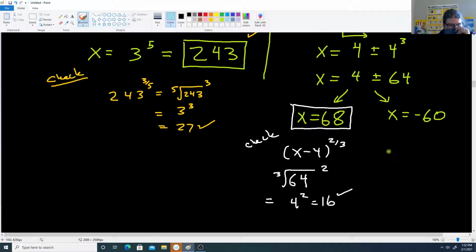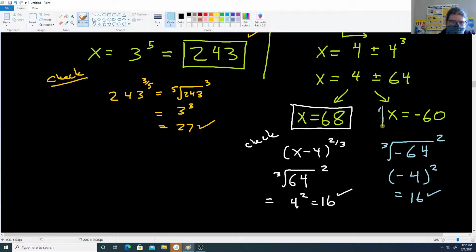Let's check this one. If I put negative 60 in there, negative 60 minus 4 is negative 64 to the 2/3. That would be the cube root squared. The cube root of negative 64 is negative 4. That's squared. Negative 4 squared is 16, so this checks out. And we get both solutions. In this case, they are good solutions. They both end up working.